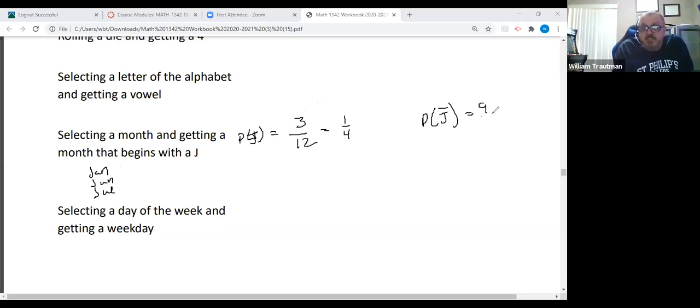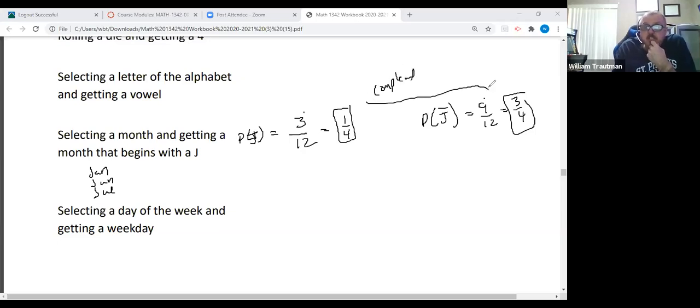There's 9 left. 9 out of 12. Do you see 3 and 9 add up to 12? And that reduces to 3 out of 4. So if the probability is 1/4, its complement is 3 out of 4. 1 out of 4 plus 3 out of 4 equal 1.